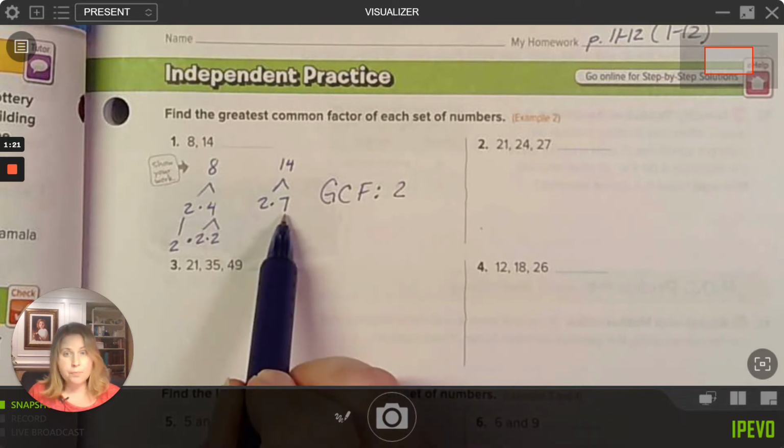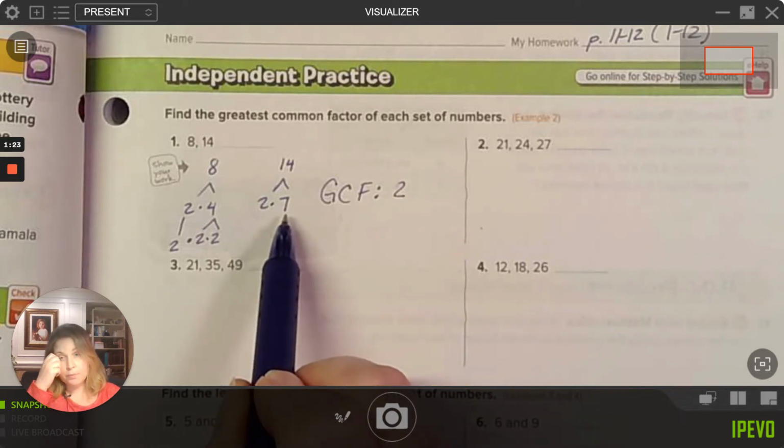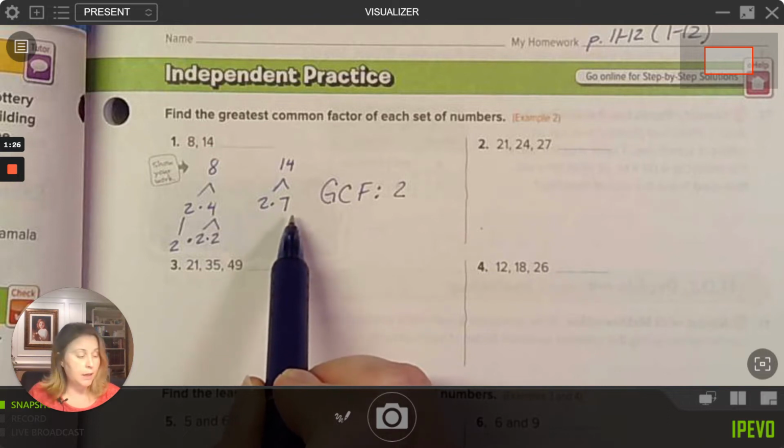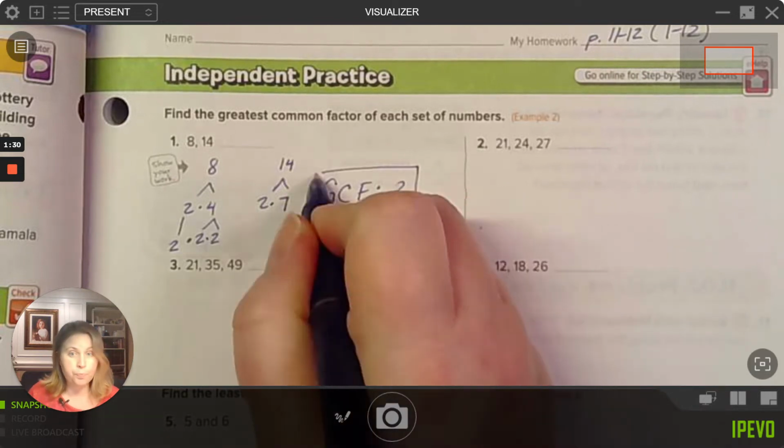Then I look at the 7. 14 has a factor of 7, but 8 is not divisible by 7, so we cannot list that 7 as a common factor. So our GCF is just 2.